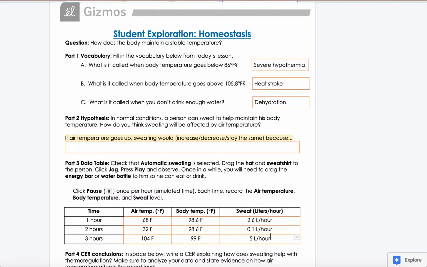Now right here on the Gizmo lab, we went over the 3 vocabulary last time. Severe hypothermia, describing what will happen when your body temperature goes below 86 degrees Fahrenheit. Heat stroke, when our body temperature goes above 105.8 degrees Fahrenheit. And dehydration, when you don't drink enough water. We also did complete our hypothesis last time, as well as our data table.